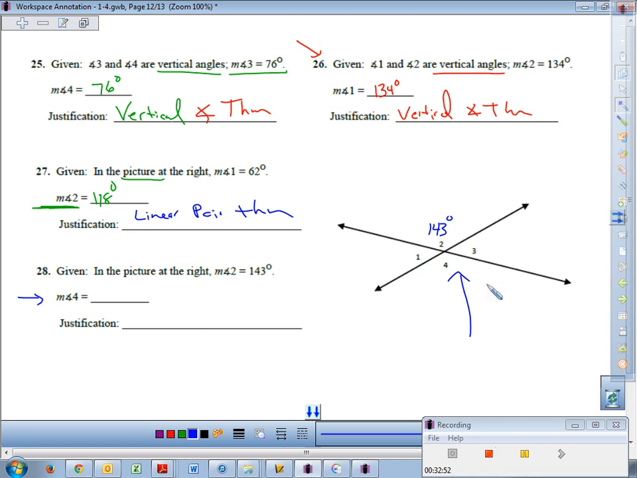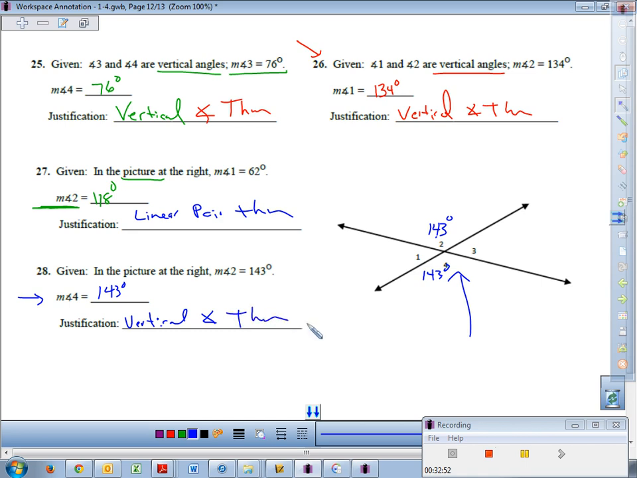I've got angle 2's measure. They want angle 4's measure. Do I know if they have a special relationship? What kind of angles are 2 and 4? So, how much should angle 4 measure? 143 degrees. Reason? Vertical angle theorem. So simple.